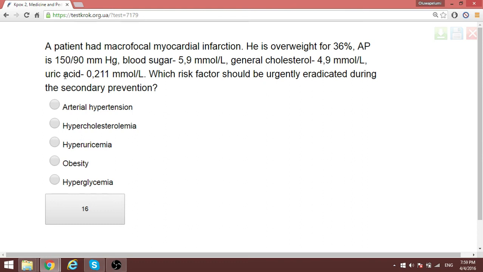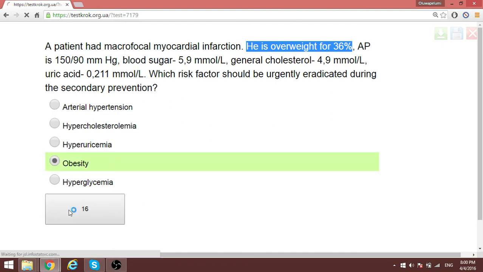A patient had macrofocal myocardial infarction. You can see blood glucose level, okay, 5.9, not too bad. Arterial blood pressure is elevated at 150/90. But which risk factor should be urgently eradicated during secondary prevention? Which one do you want to really focus on, that can even bring the others down? See, the patient has obesity, 36%. So you want to correct this risk factor.